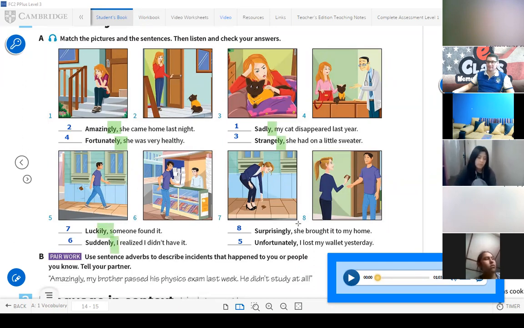Suddenly, repentinamente. Surprisingly, ¿no? Sorpresivamente. Unfortunately, desafortunadamente, ¿ya? Esa LY, la LY que aparece al final le va a dar ese significado, ¿ok? El mente, ¿ya? Now, let's continue.